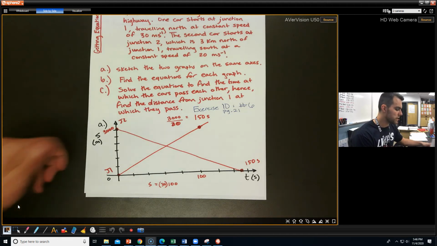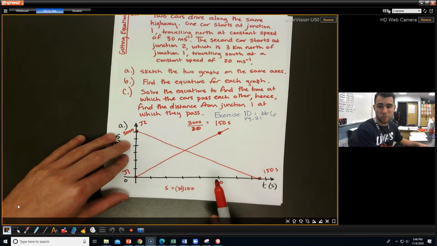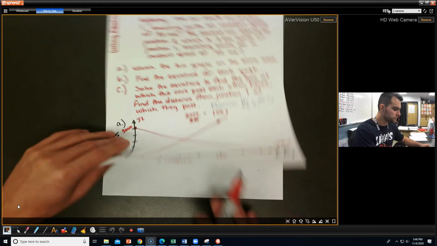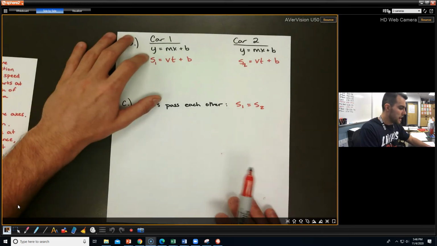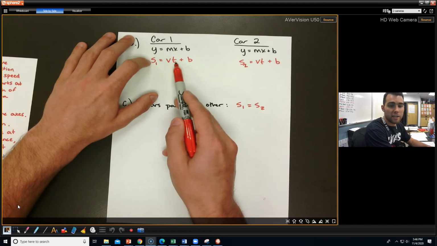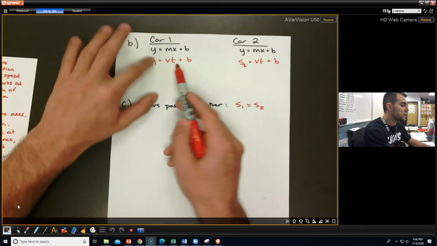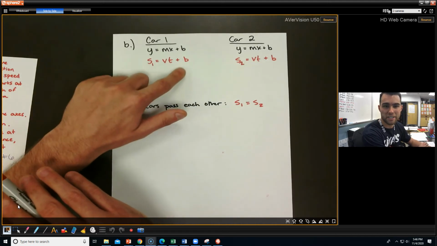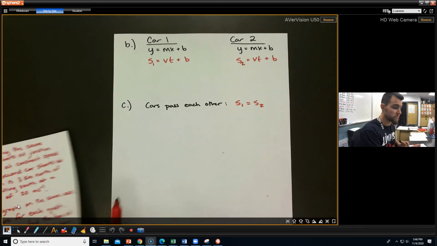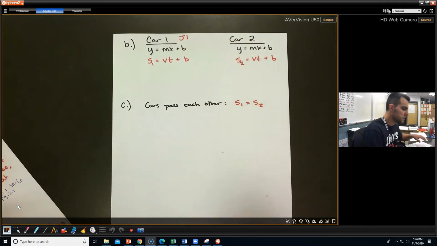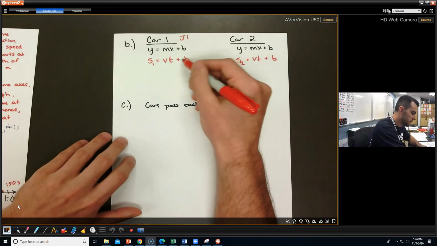Part B says, find the equations for each graph. Let's go ahead and do that. I know they're straight lines, so they're going to be y equals mx plus b. I'm not rocking with y and x. This is s, and this is t. My slope is going to be v, and my y-intercept is wherever I'm starting for my distance. If I start with car 1, which is junction 1, my y-intercept was 0, so that one's nice.